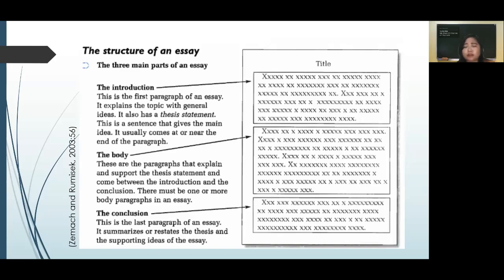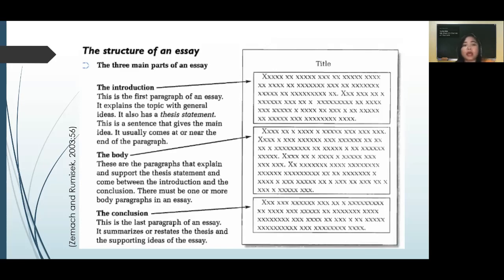Previously in a paragraph we talked about the topic sentence, but in an essay we talk about the thesis statement. This is a sentence that gives the main idea, the same as the topic sentence. The thesis statement tells about the main idea of the essay. It usually comes at or near the end of the introductory paragraph.